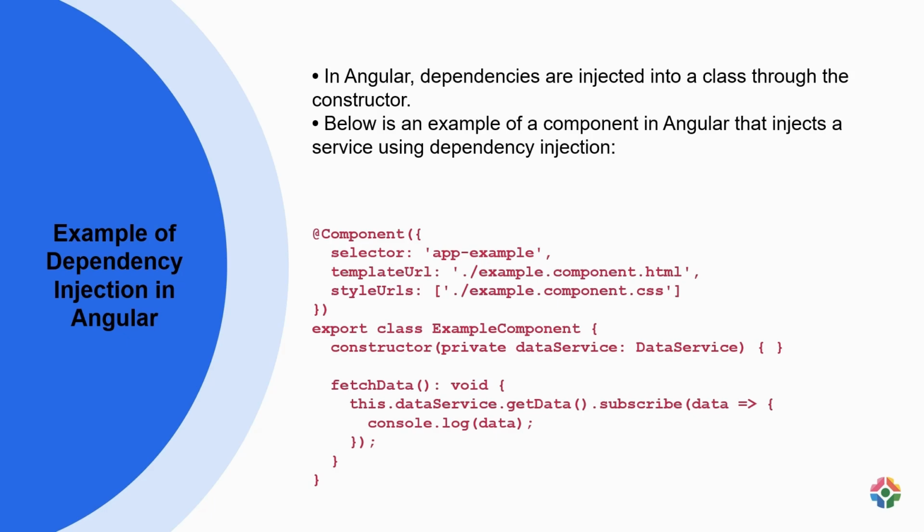In the method fetchData, the injected data service is utilized to fetch data by calling the getData method, which returns an observable. Subsequently, the subscribe method is used to listen for the data emitted by the observable and then log that data to the console. By utilizing dependency injection in Angular, components can easily access and utilize services such as data service without creating an instance of the service within the component itself. This leads to more modular, maintainable, and testable code in Angular applications.